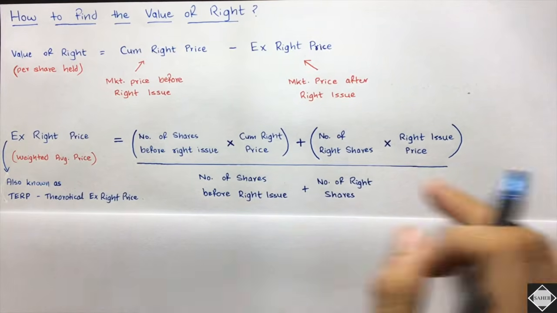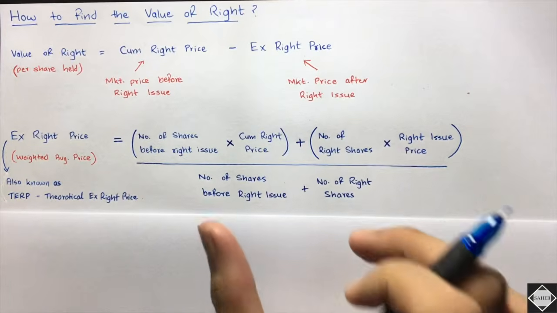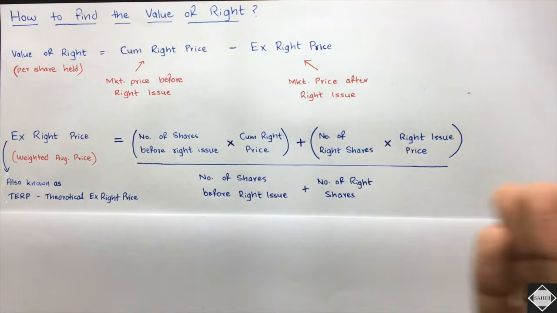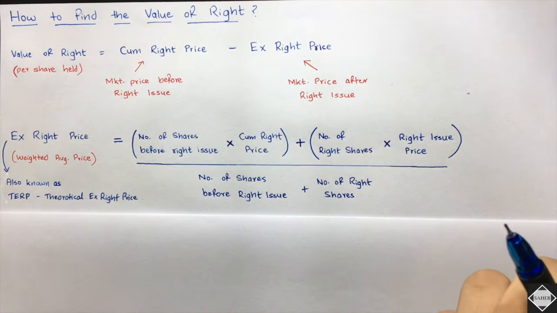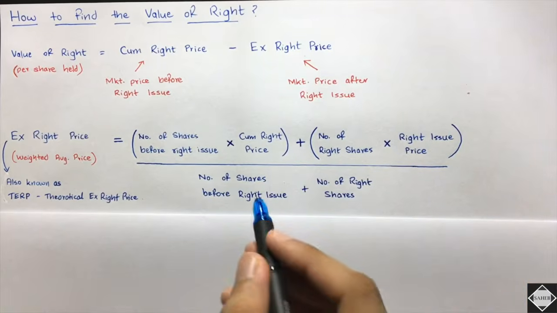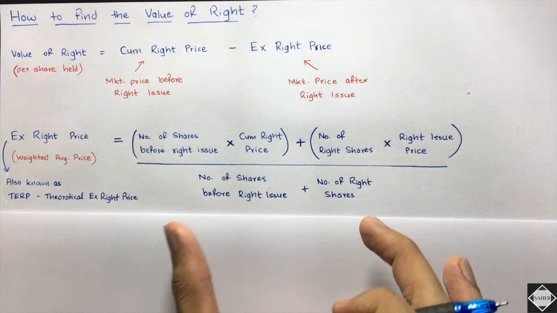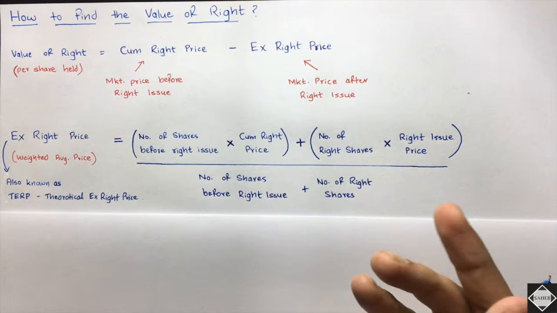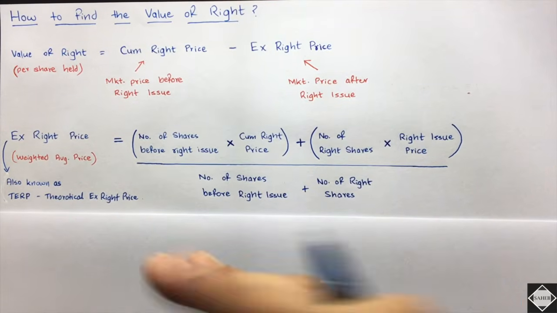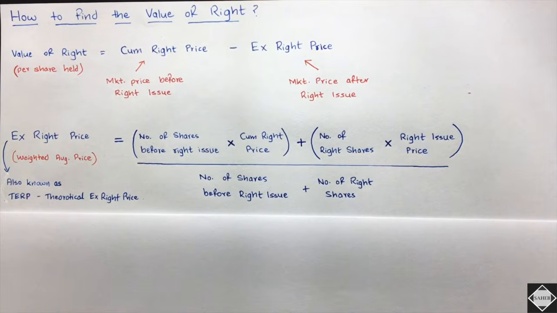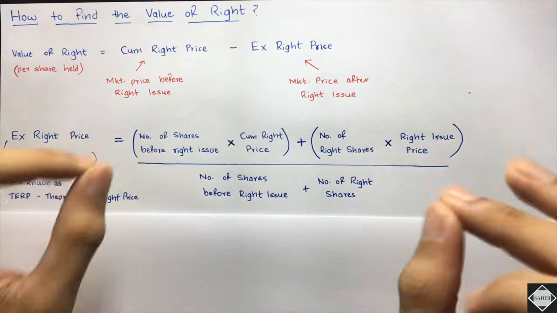And then the denominator is the total number of shares after the right issue. How will you get that? Really simple. How many shares were there before the right issue, and how many right shares are issued? Just add both of them, and you will get the total number of shares after the right issue. Just divide by that. That is the explanation of this formula.